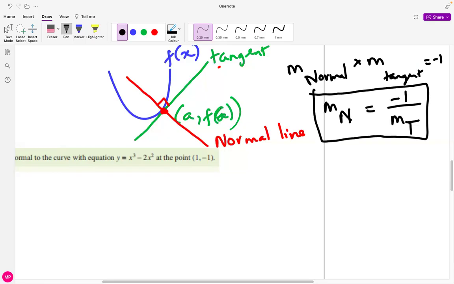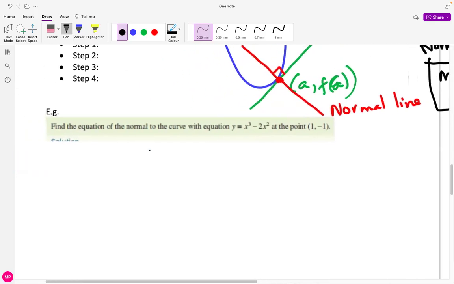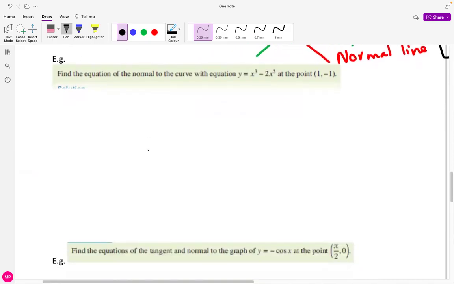So how do we go about finding a normal equation based on this concept? Your first step, just like a tangent, is to find the gradient first. To find it, you derive the equation to get the gradient of the tangent, and from that you get the gradient of the normal by the negative reciprocal. So my first step is to derive it first.